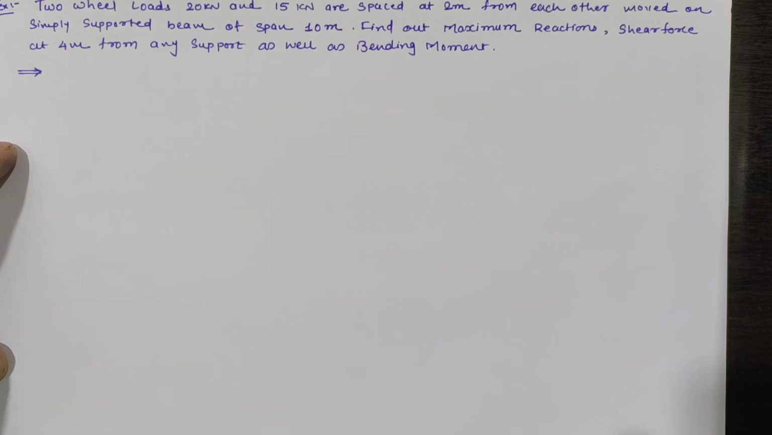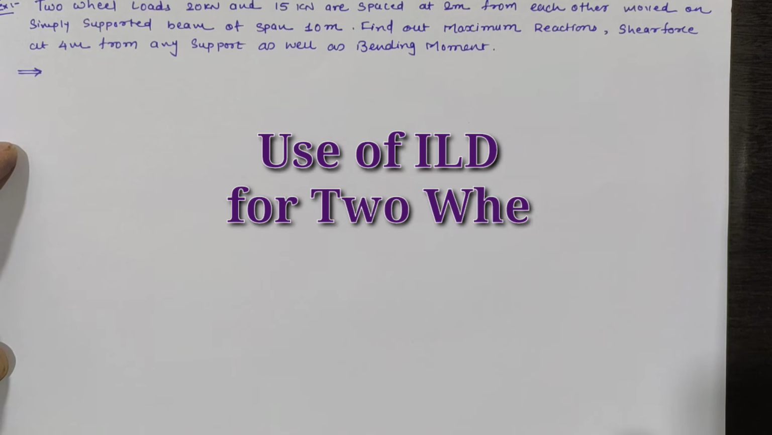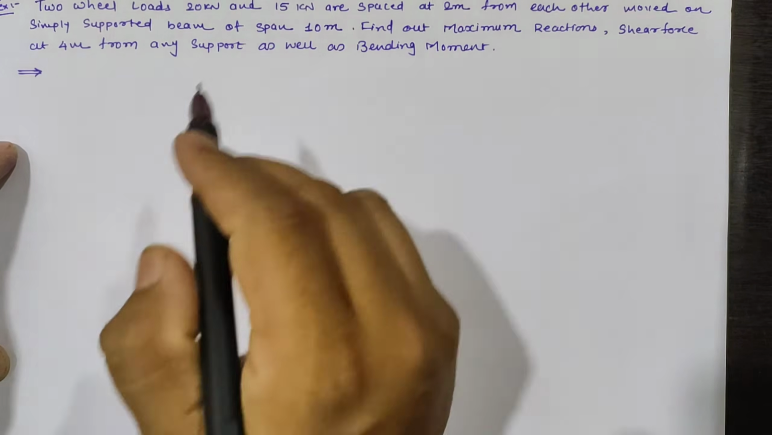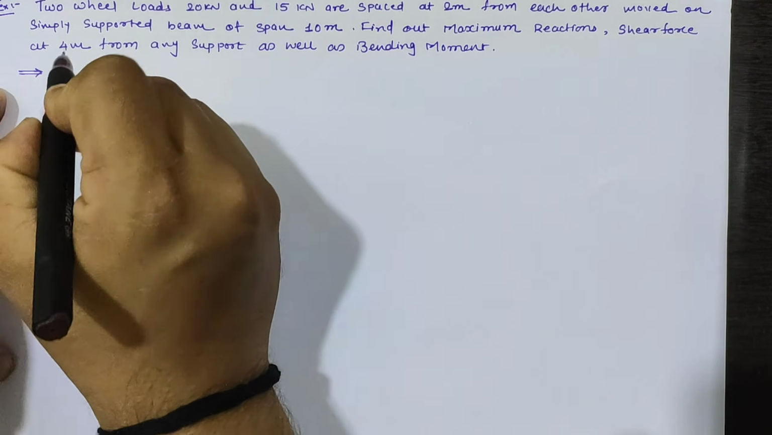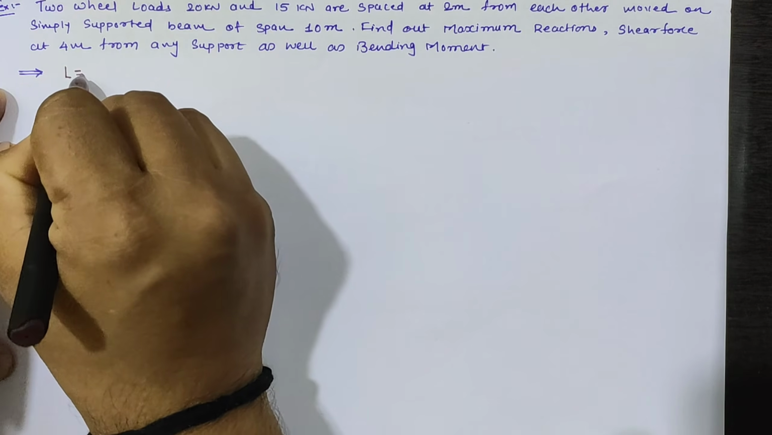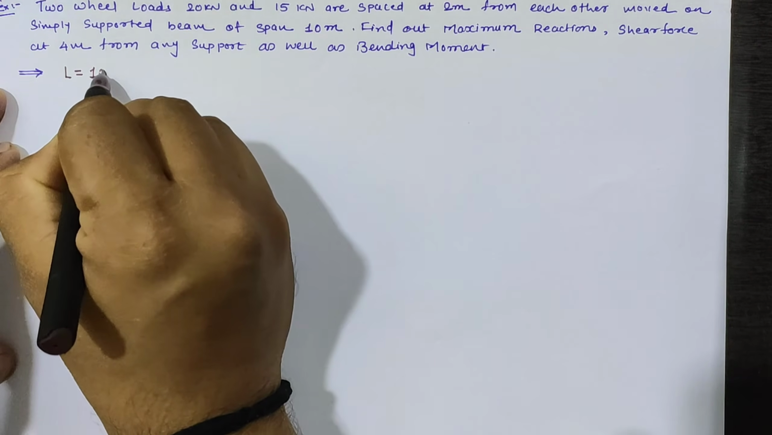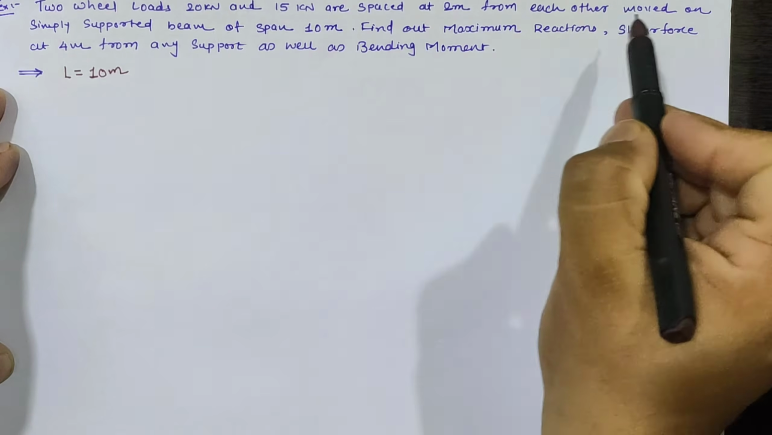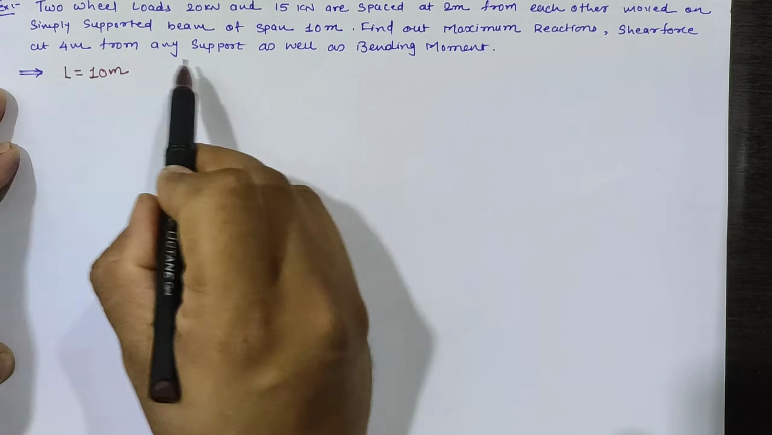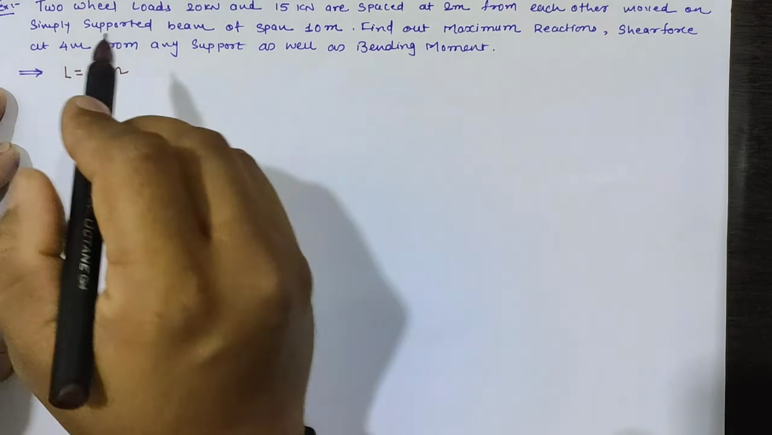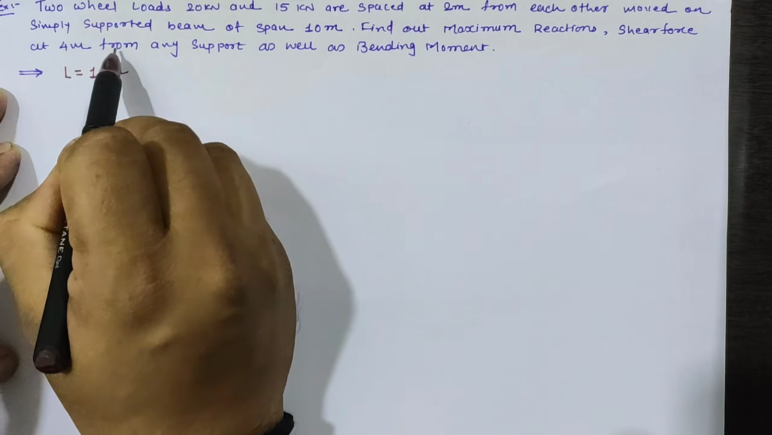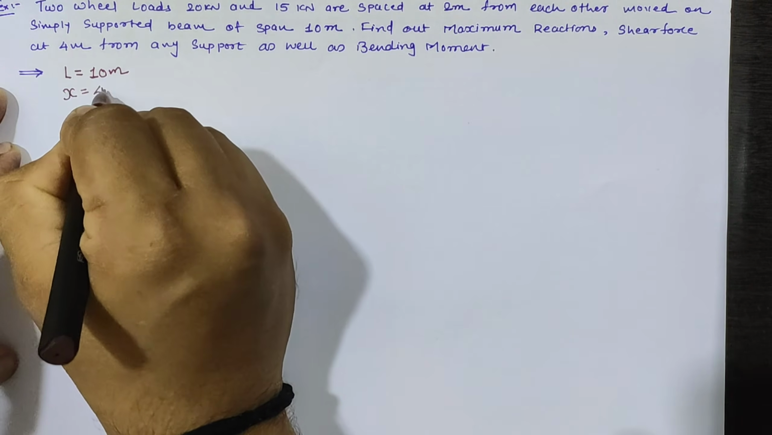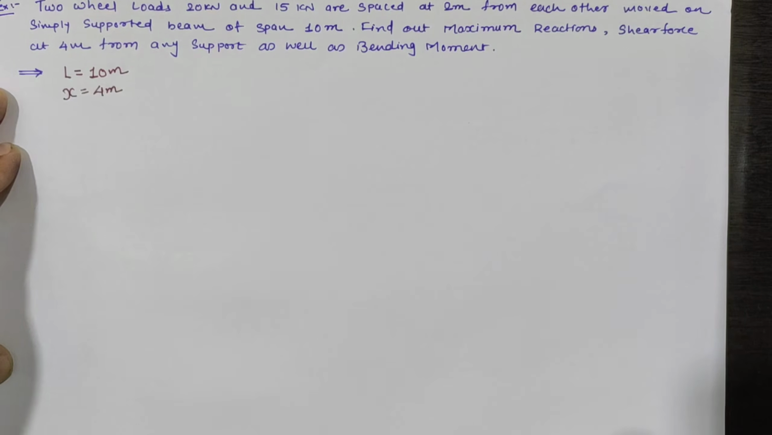Hello friends, today we are going to learn about the use of influence line diagram for a simply supported beam having a span length of 10 meter. It means that we have been given the length of the span L as 10 meter, and we have to find the maximum reaction, shear force at a location 4 meter, as well as the bending moment at the location 4 meter from any support. It means that we can take small x as 4 meter for the section.